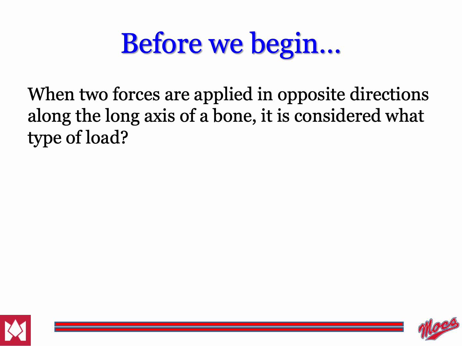Alright, class, so we are going to pick up where we left off on Wednesday, going through some initial pre-questions before we get into some new material. Just to review, when two forces are applied in opposite directions along the long axis of the bone, it is considered what type of load? I'll give you a second to think about it, and the answer is going to be tension.